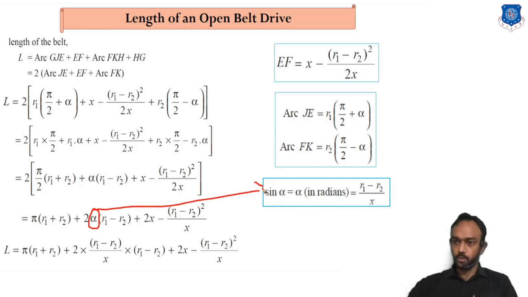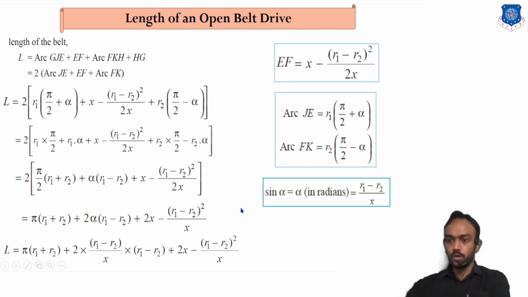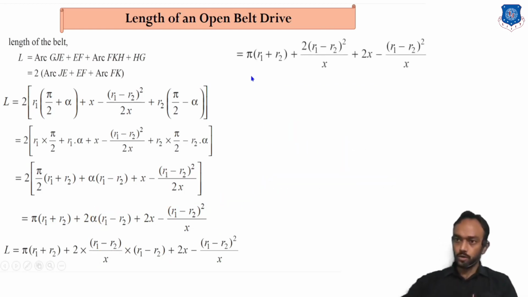Okay, we have put the value of alpha, R1 minus R2 by x, we have put it here. So what will happen, R1 minus R2 by x into R1 minus R2, R1 minus R2 into R1 minus R2, it will become R1 minus R2 whole square. Okay, so pi R1 plus R2 plus 2 R1 minus R2.